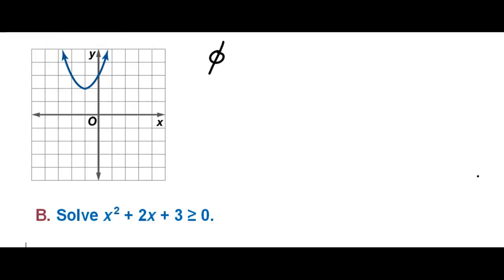So if we continue looking at this function x squared plus 2x plus 3, but we look at this other inequality where it's greater than or equal to 0, we can see that the function is always above the x-axis, so it's always greater than 0. So unlike the first one where it was never less than 0, we can say that this one is greater than or equal to 0 on the interval all the way from negative infinity to positive infinity. So basically all real numbers.